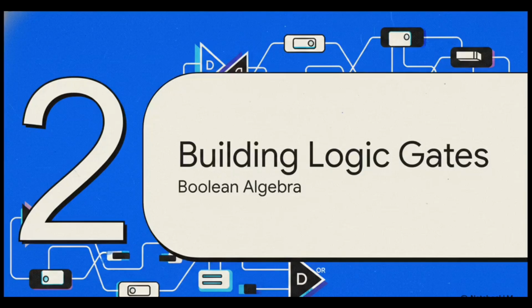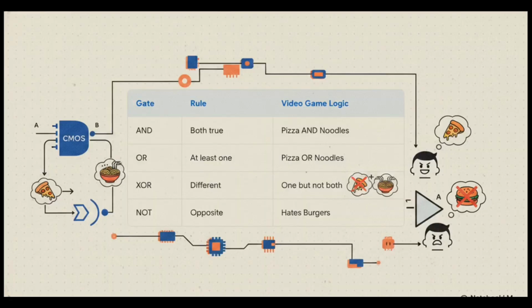Moving on to section 2, building the logic gates. A single physical switch on its own doesn't really do much. But when you wire them together, they create logic. This brings us into the world of Boolean algebra. We can actually map these physical logic gates to relatable, everyday rules, kind of like friends trying to agree on a restaurant. For example, an AND gate, built from those CMOS transistors we just talked about, only outputs an electrical true signal if both its inputs are true.